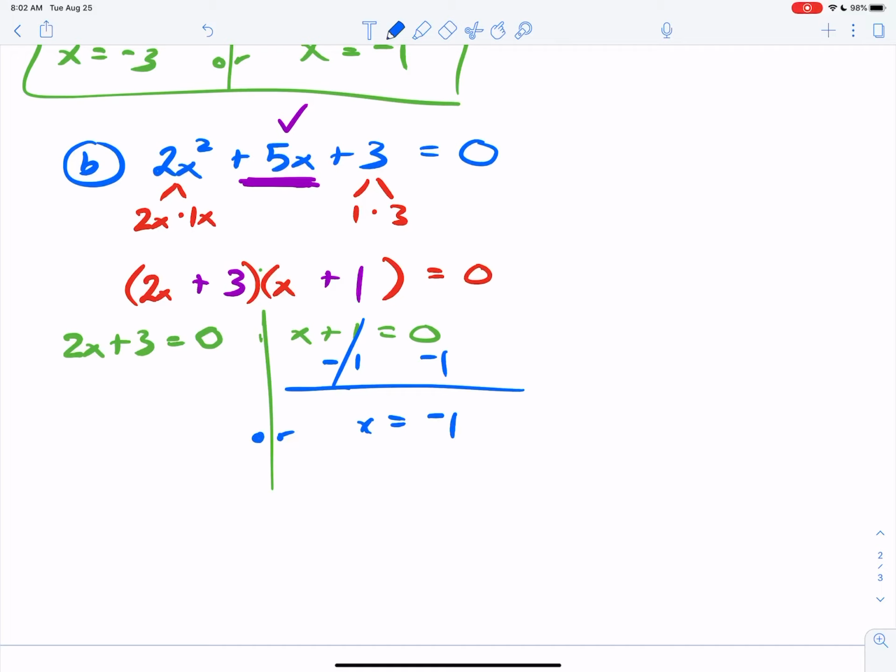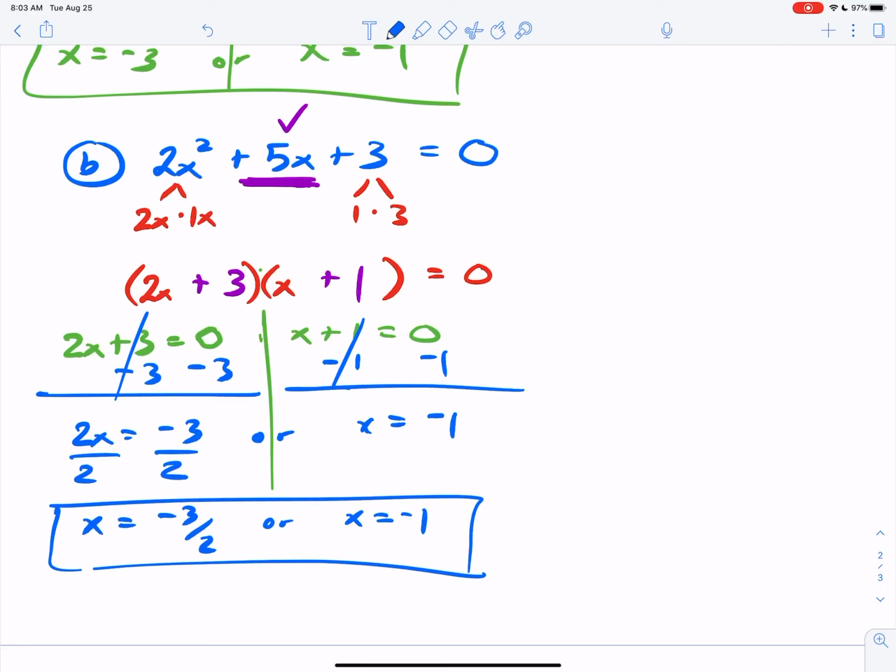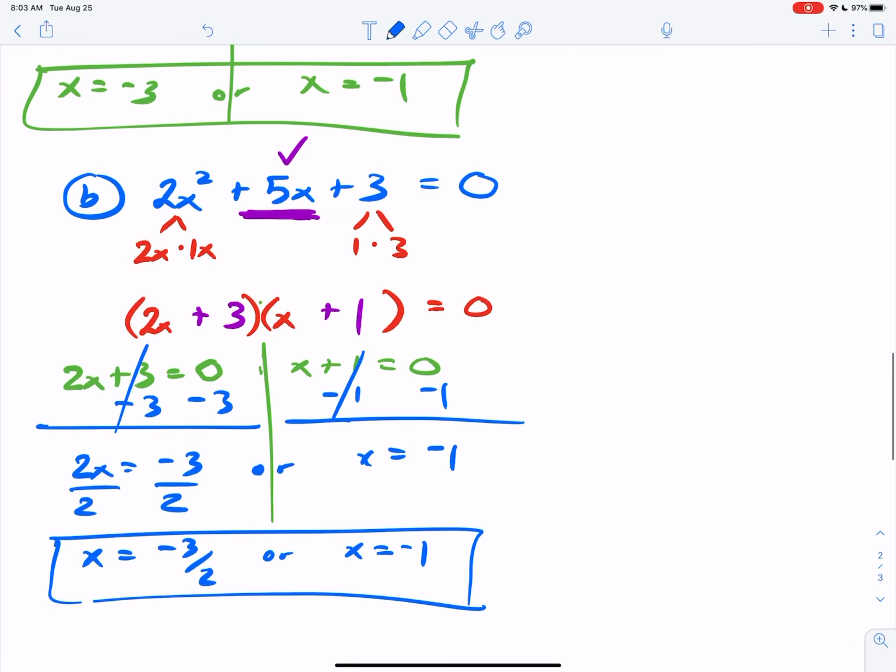And over here, I'm going to subtract 3. 2x will equal a -3. And I'm going to divide by 2. So x comes out to -3/2, or x equals -1.5. Okay? You can get fractions. It doesn't matter. Don't freak out if you do. There you go.